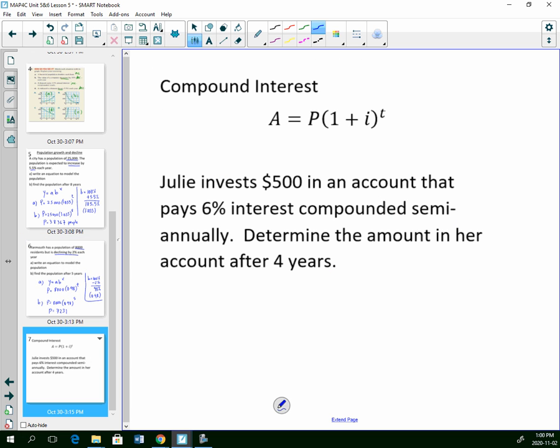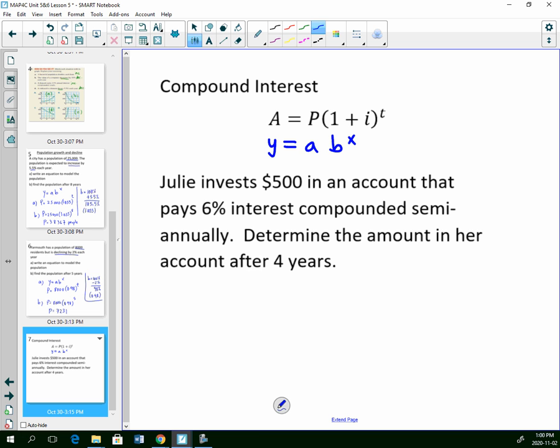Another popular model is compound interest, which you've probably already seen several times. We do it in grade 11 for sure. But we'll review it again. So with compound interest, the model is given here. It's still an exponential model, right? It's just that we use different letters.